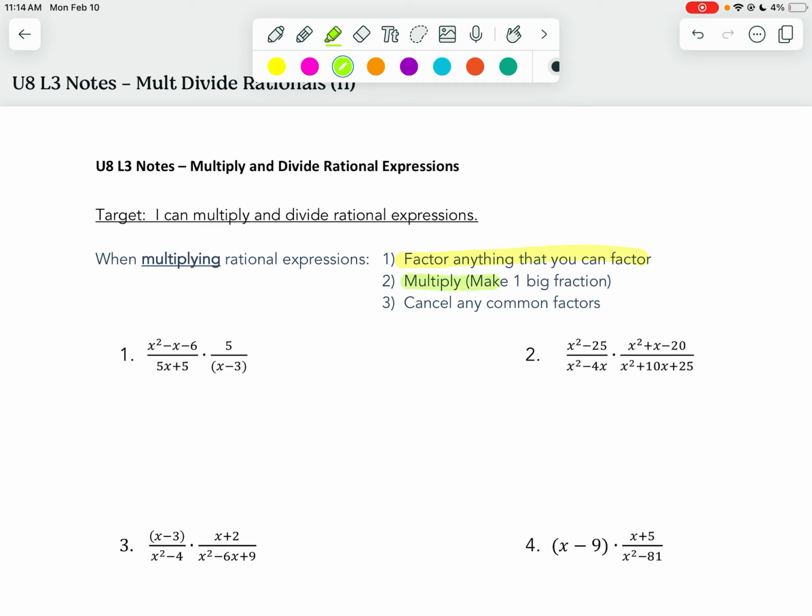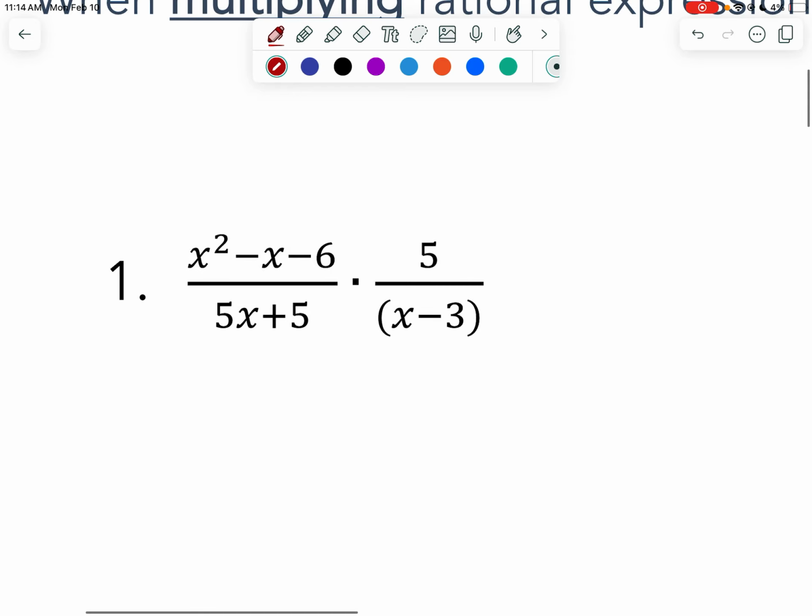Second step is actually doing the multiplying, which means making it one big fraction. I'll talk about that. And then the last step is to cancel anything that's the same on top and bottom. Okay, so let's do an example here. So number 1, there's 4 different parts, right? There's like the top left, bottom left, and then there's the top right, bottom right. Okay, so you want to look at all 4 parts and see if you can factor them.